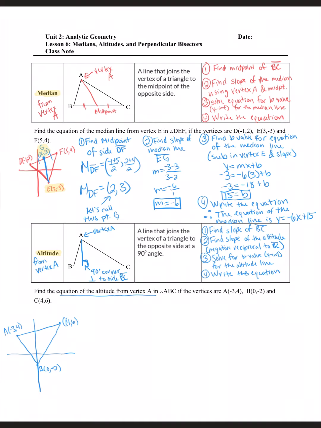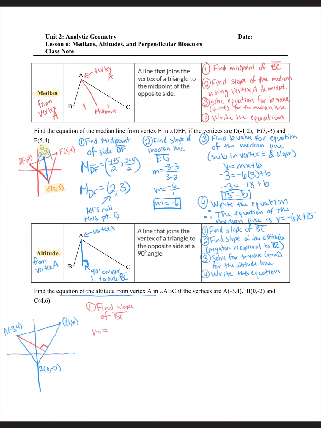So we know, I'm going to draw it in a different color again. I'm going to work to find the equation of this red line I'm drawing. And an altitude is going to be a line such that it cuts BC perpendicularly. So it cuts it at a 90-degree angle. So step 1 says we're going to find our slope of BC. So let's find the slope of BC.